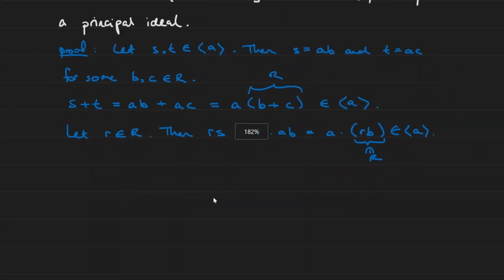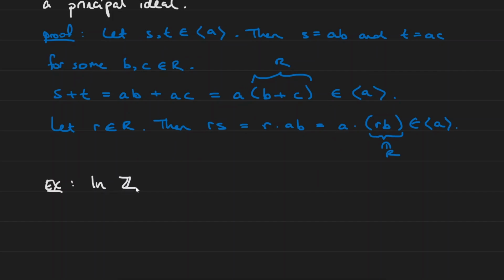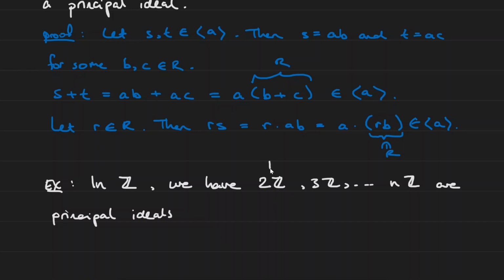Let's give a few examples of this. If you take a look at the ring Z, we have the following ideals. So 2Z, 3Z, and in general, NZ are principal ideals. Because for 2Z, you can generate this whole ideal by one element, namely 2. And 3Z you can generate by the element 3, and NZ is really generated by N.